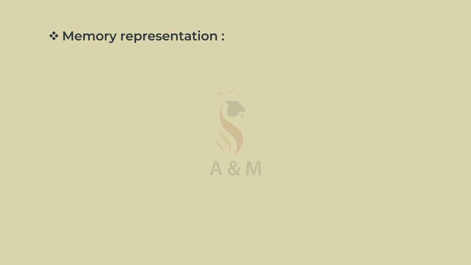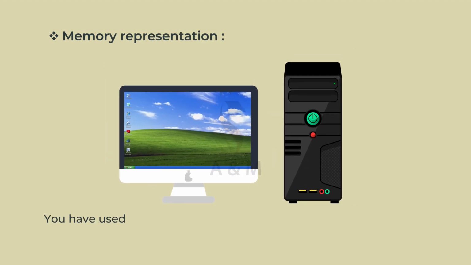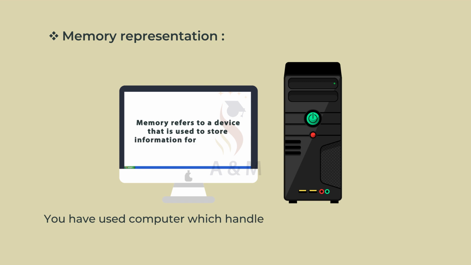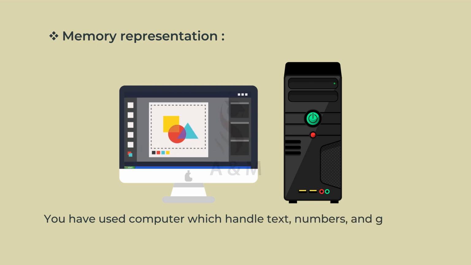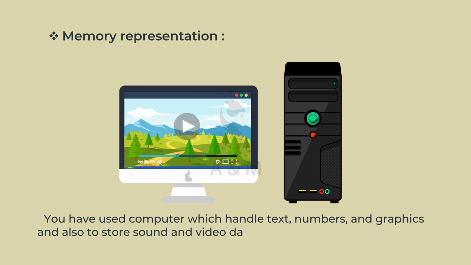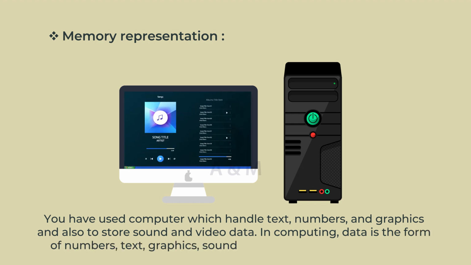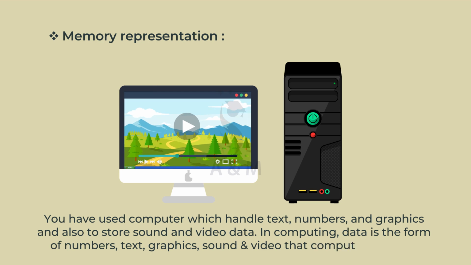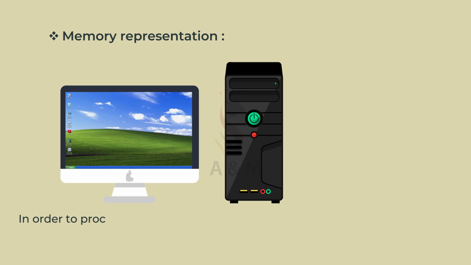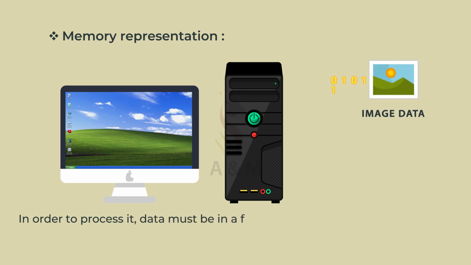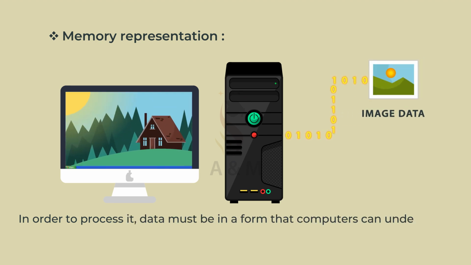Memory representation. You have used computers which handle text, numbers and graphics, and also store sound and video data. In computing, data is the form of numbers, text, graphics, sound and video that computers process. In order to process it, data must be in a form that computers can understand.